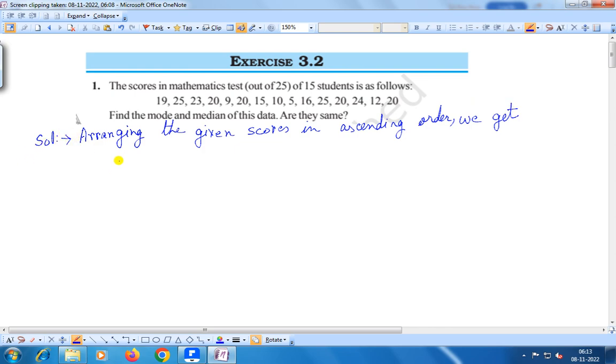5, 5, then 9, then 10, 10, 12, 15, then 16, 19, 20, 20, 20, 20, 23, 25, 25.